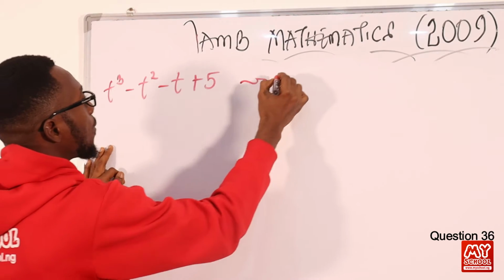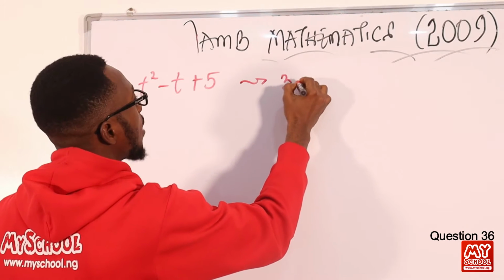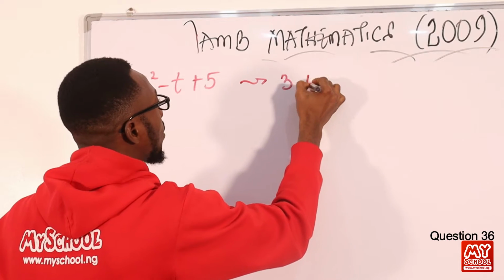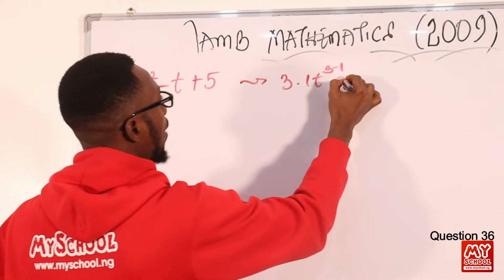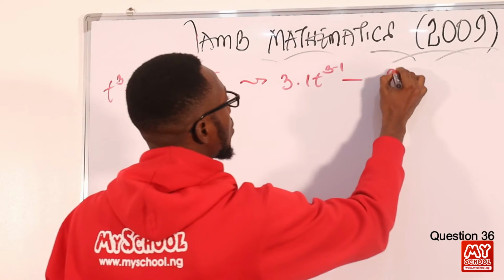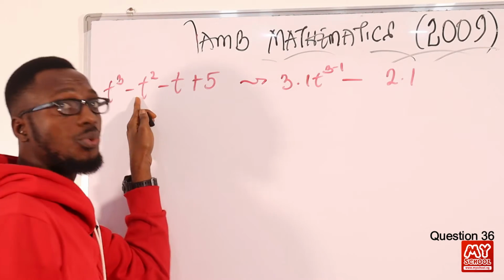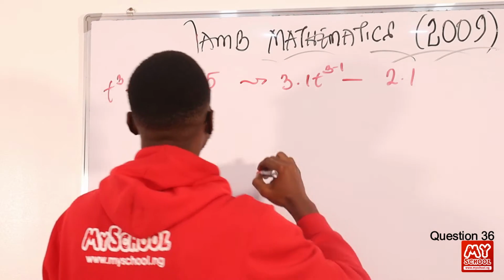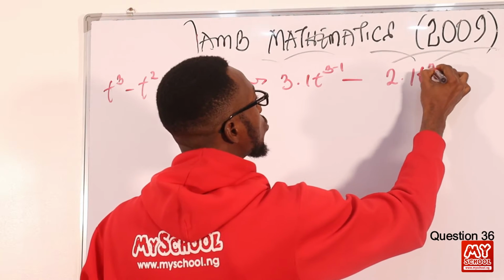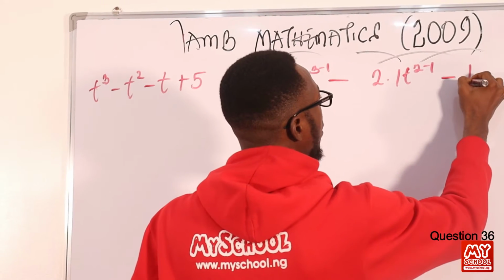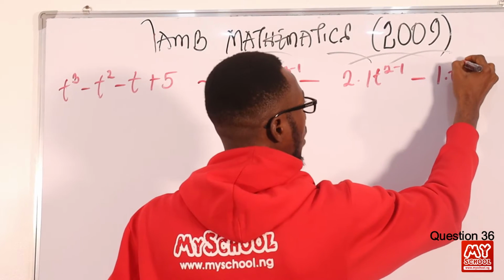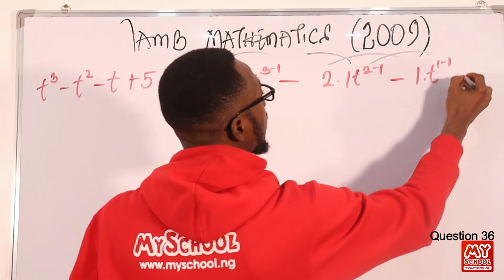So I should have 3 times 1, t raised to power 3 minus 1. Then I have minus 2.1, you know, this is 1t squared, that is where the 1 is coming from. Then t raised to power 2 minus 1. Then I have minus 1 times t raised to power 1 minus 1. Then the derivative of the constant 5 is 0.